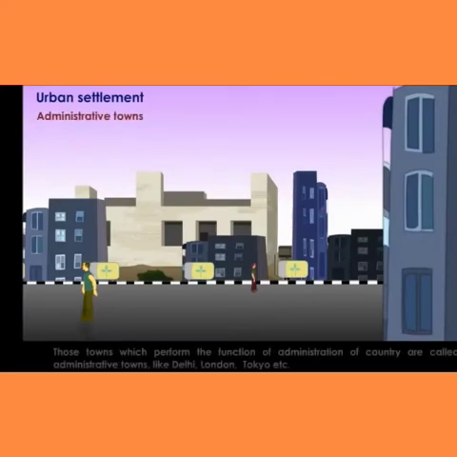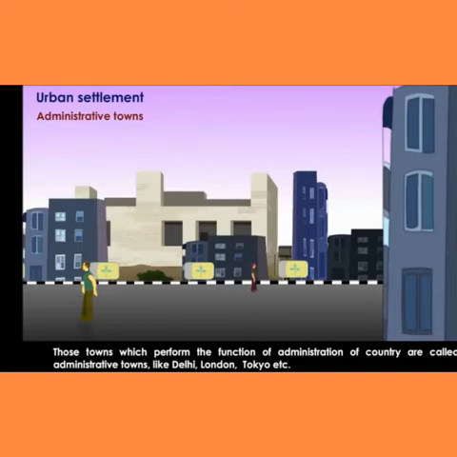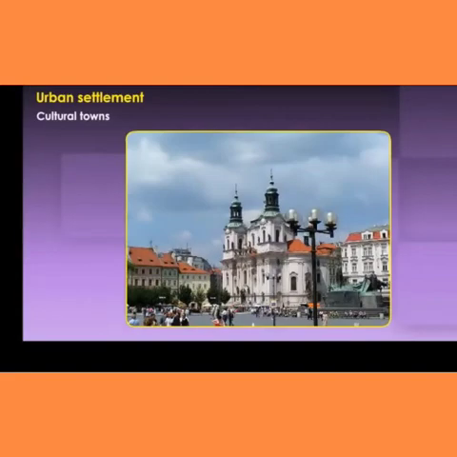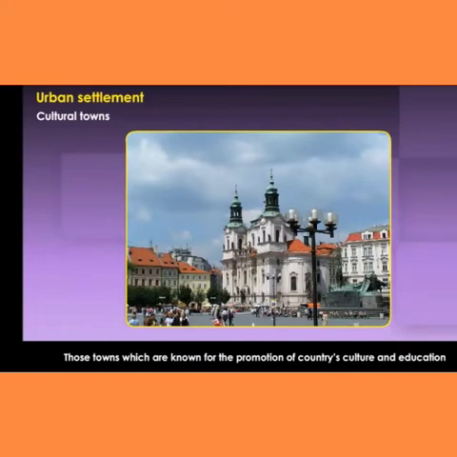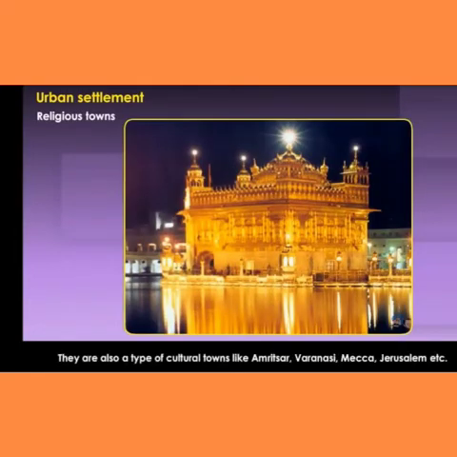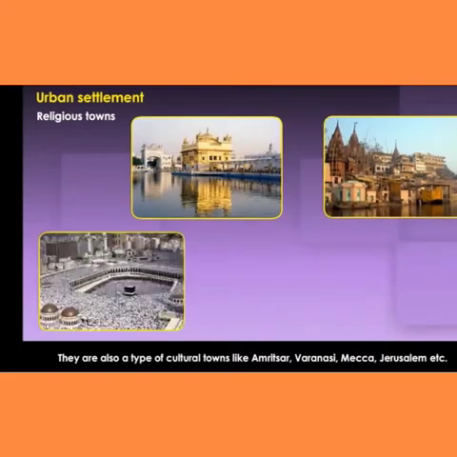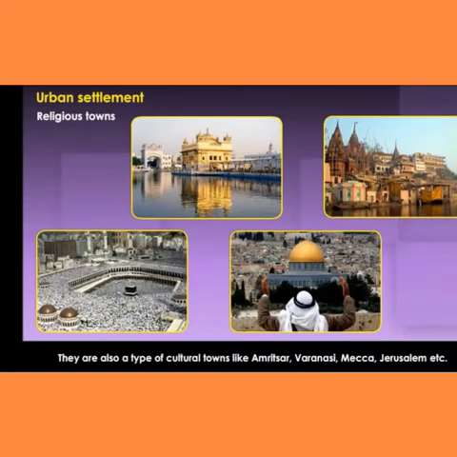Administrative towns. Those towns which perform the function of administration of the country are called administrative towns, like Delhi, London, Tokyo, etc. Cultural towns. Those towns which are known for the promotion of the country's culture and education are cultural towns, like Mumbai, Shantiniketan, Oxford, etc.